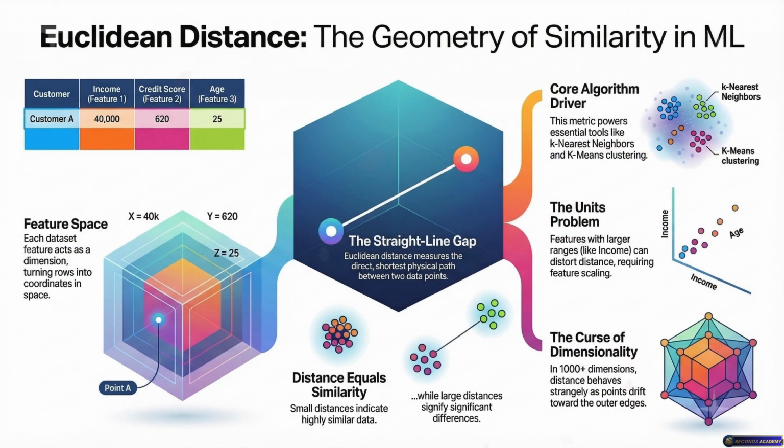Euclidean distance. Yeah. The math behind it is something you likely encountered in high school geometry, the Pythagorean theorem. A squared plus B squared equals C squared. Exactly. You calculate the straight line hypotenuse by squaring the differences between the points, adding them up, and taking the square root. So it scales up. Euclidean distance is simply that exact same formula scaled up to accommodate any number of dimensions.